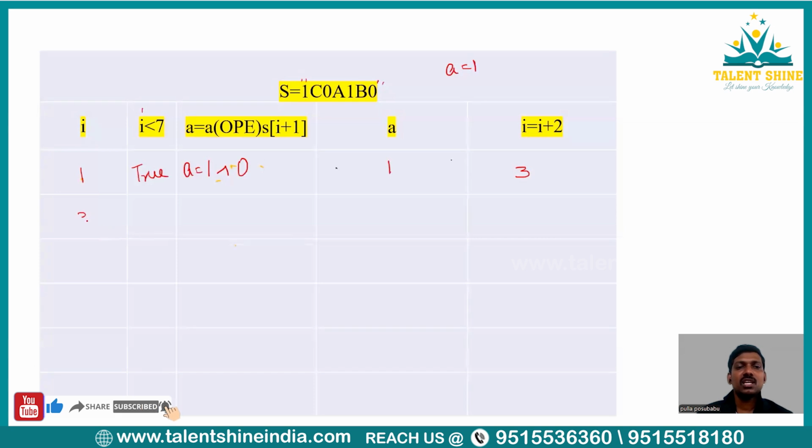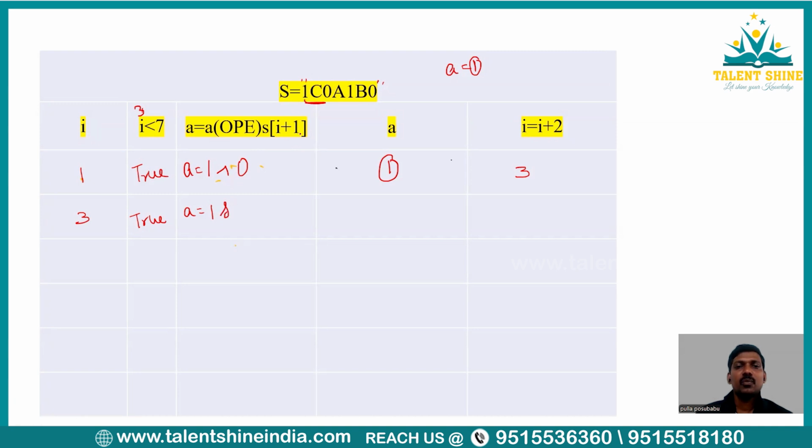So when I becomes 3, again we have to verify the condition. Is 3 less than 7? Yes. When condition is true, again I have to update A value. So what is A? Again A we have a 1 only. So this is the updated value for A. Again, A value is 1, so again you can write here 1. Now we have to perform the operation. Now in this case, operation is what? A. So A means bitwise AND, right?